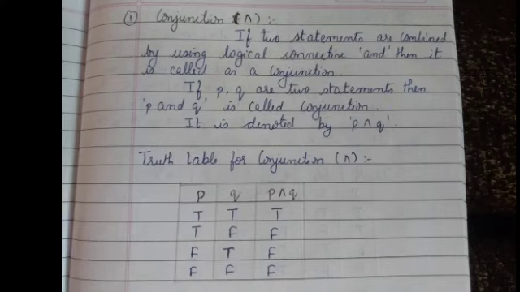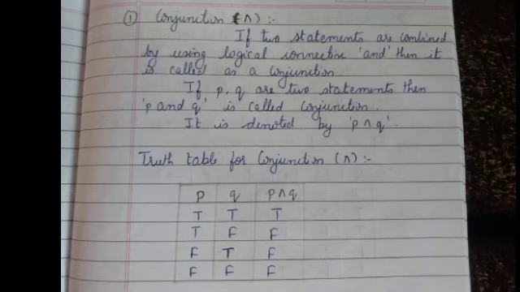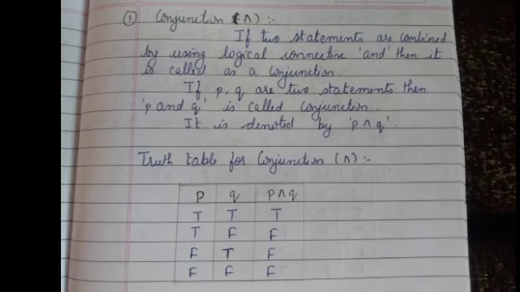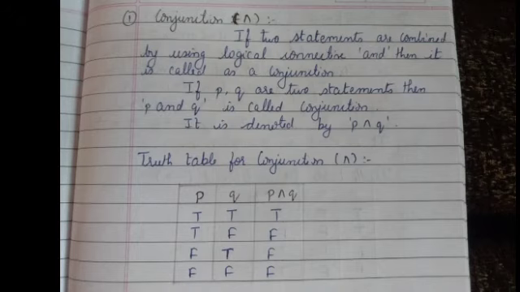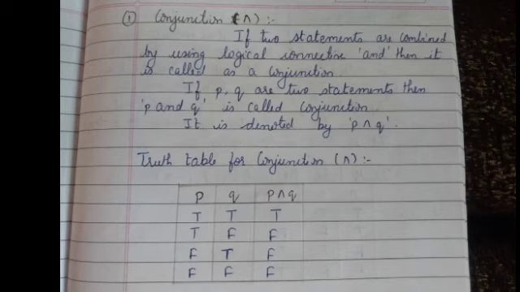First logical connective is conjunction. Its symbol I have written in the bracket. If two statements are combined by using the logical connective and, then it is called a conjunction. Statements are normally denoted by P, Q, R. So here I have taken two statements P, Q. If P and Q are two statements, then P and Q is called a conjunction. It is denoted by P and Q. So, if two statements are combined by using and, then it is known as conjunction.